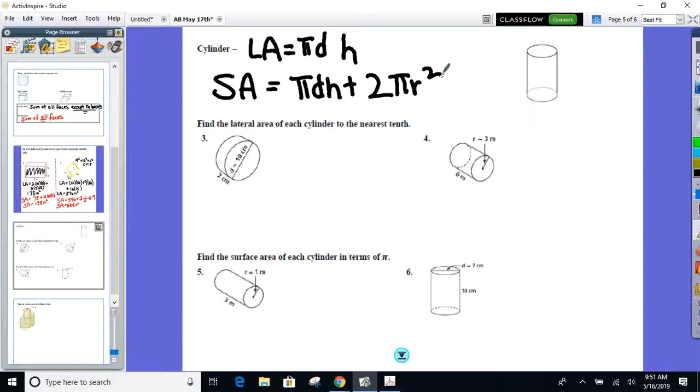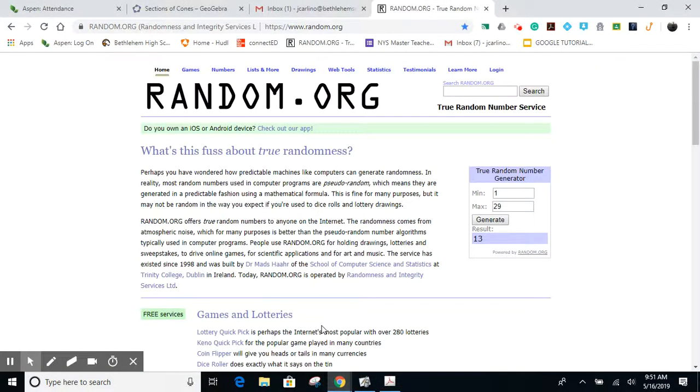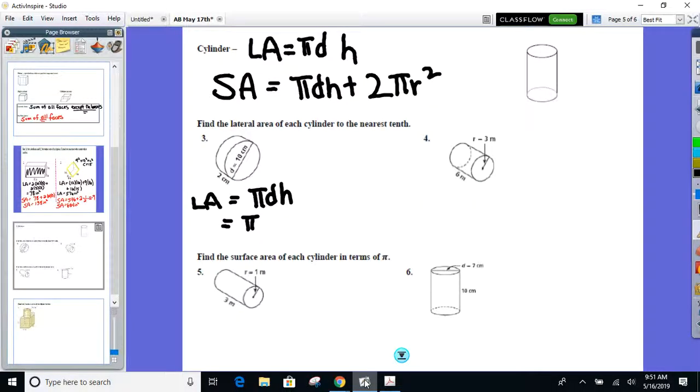All right, here we go. Find the lateral area to the nearest tenth. These will go pretty quickly, and then we have a huge question to end this class. Lateral area of the cylinder, pi d h. Hi, Fiona. You've got the diameter here, which is 10.